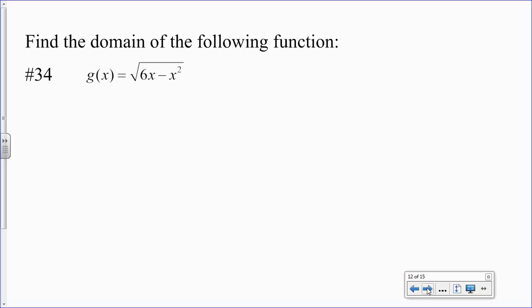You want to find domain. So that means it's a square root. So what's underneath has to be positive. So you set up this inequality and then solve the inequality. So solve the inequality like we did yesterday. Find the zeros.